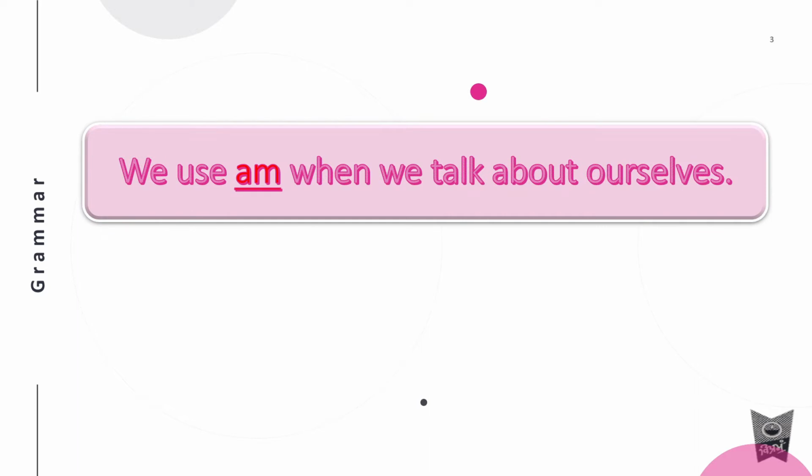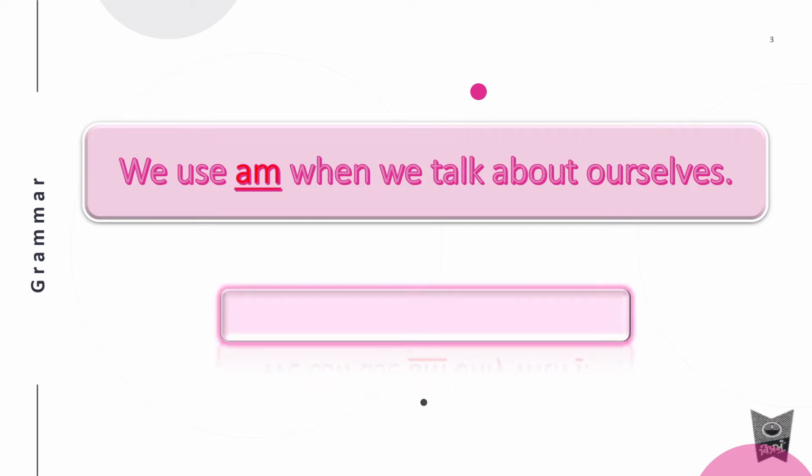We use am when we are talking about ourselves. Okay, so whenever we are talking about ourselves, खुद के बारे में जब हम बात करते हैं, that time we are using am. And when we talk about ourselves, what do we use? What do we say? Yes, we say I. When we talk about ourselves, we say I. So we can use am only with I. Understood? Whenever we use I, that time only we can use am.